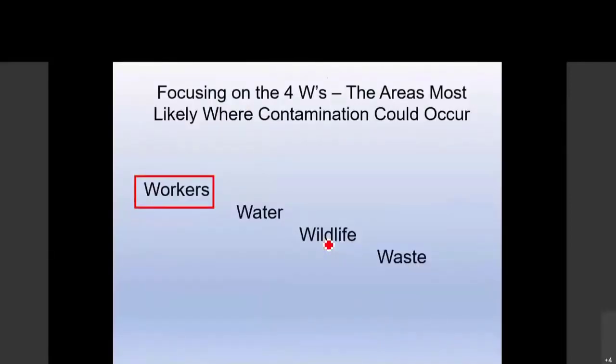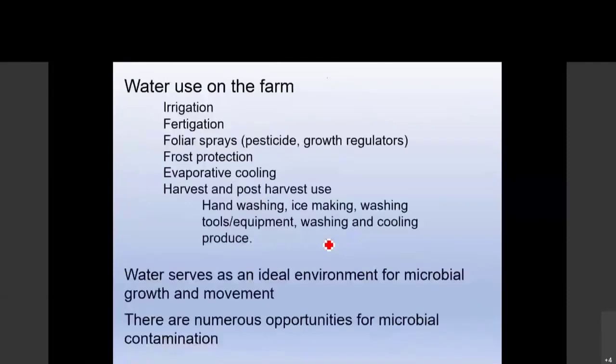So this series focuses on the 4 W's, and these are the areas where contamination is most likely to occur. We talked about workers. We're doing water, wildlife next month, waste later on. So we're going to finish up with water today. Those are known as the 4 W's. So if you hear one of us mention it, that's what we're talking about.